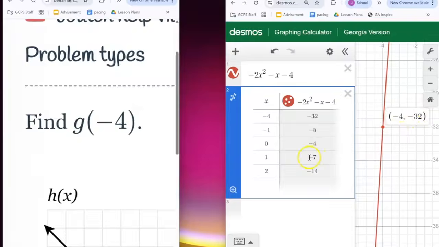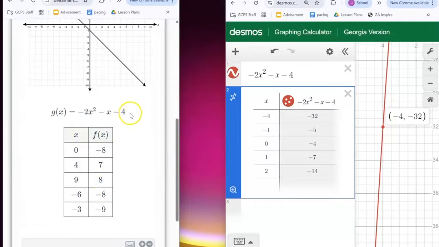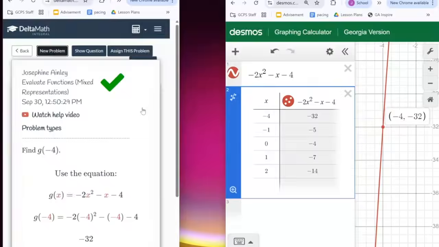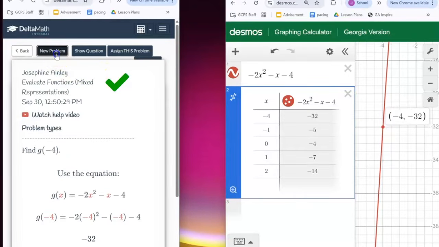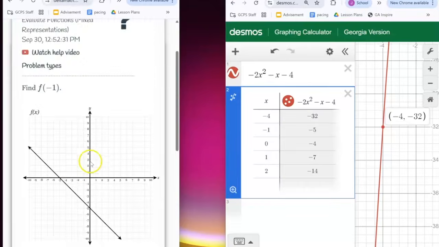So now that you know how to evaluate from a graph and from a table, the only difference with an equation is type the equation in and make it a table. All right, so this one is going to be negative 32. And that's how you evaluate given different representations. So whether the question gives you a graph, an equation, or a table, you should be able to evaluate.